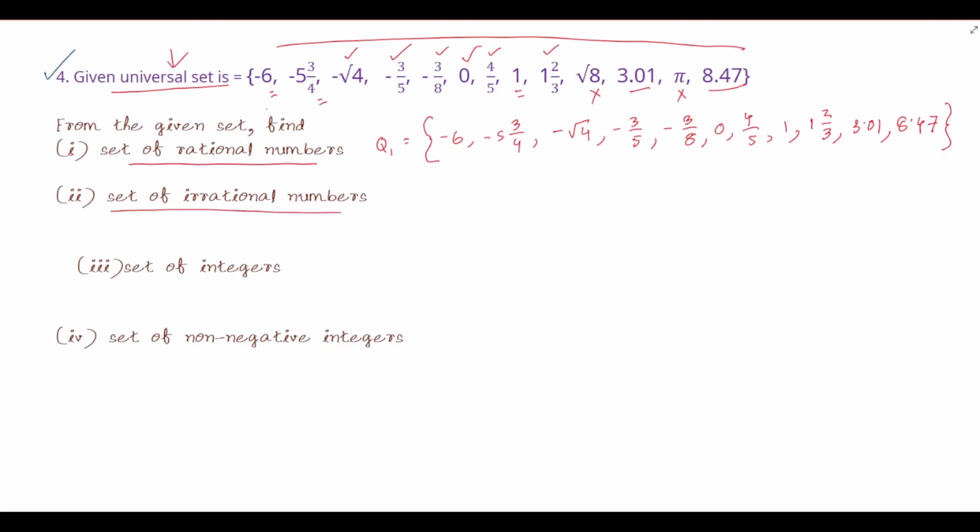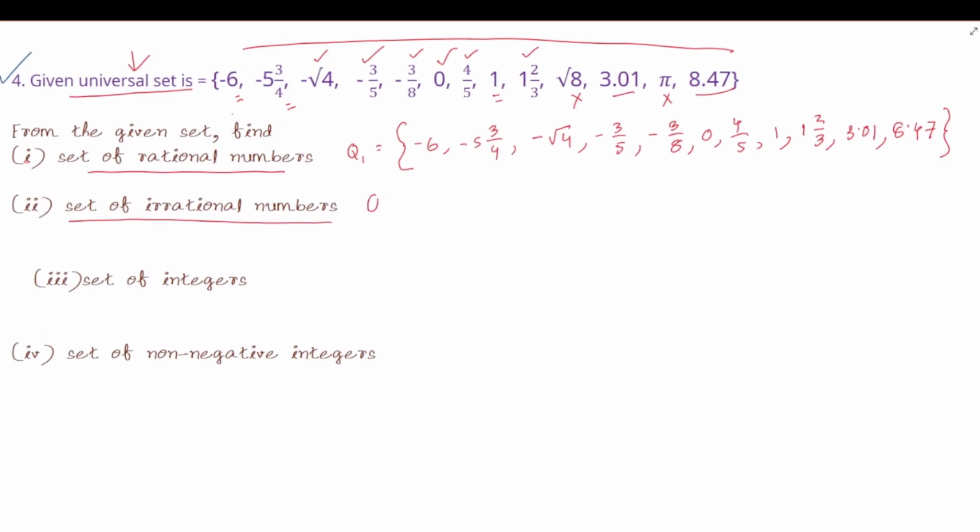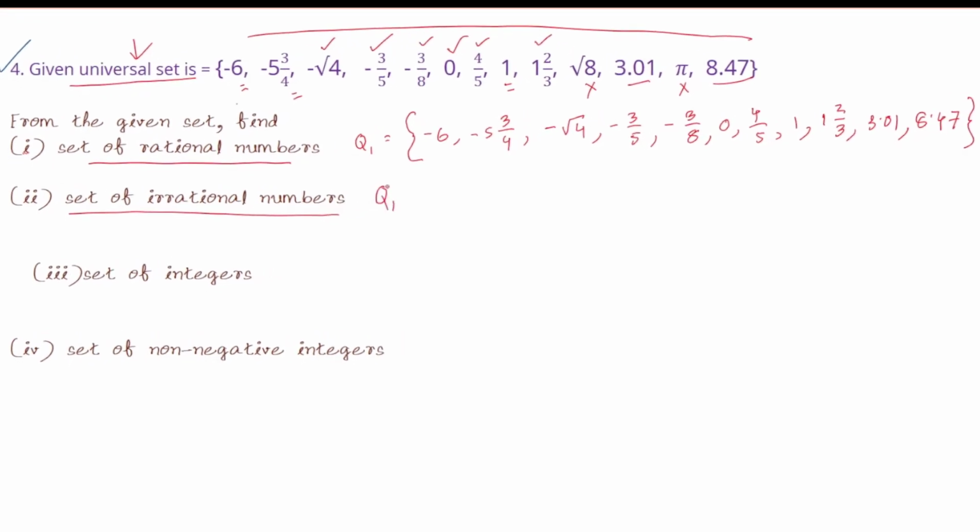Now the set of irrational numbers. Suppose the set of irrational numbers is represented by Q1 dash, and this is equal to all irrational numbers from here. Root 8 is an irrational number, then pi is an irrational number. These are the irrational numbers, so this is the set of irrational numbers. Then the set of integers, suppose the set of integers is represented by I. So from here you can see minus 6 is an integer.